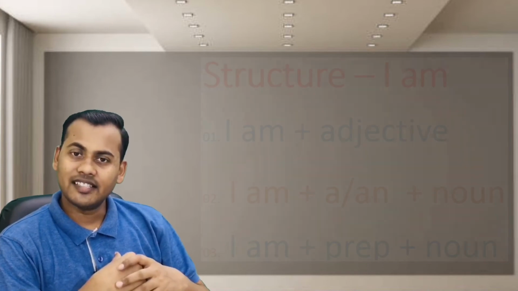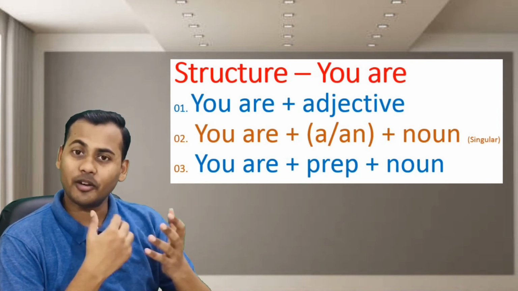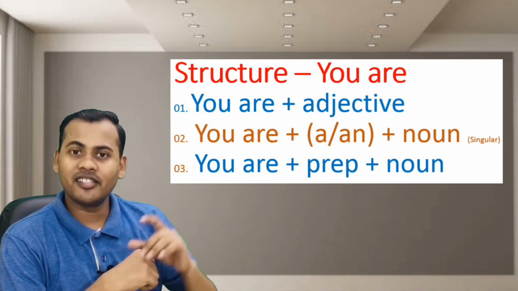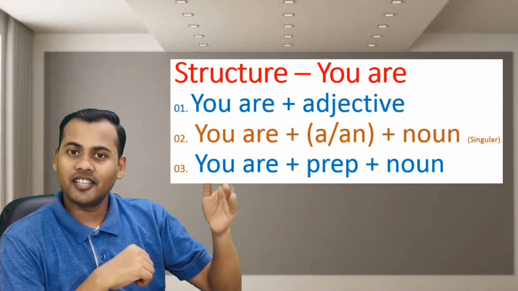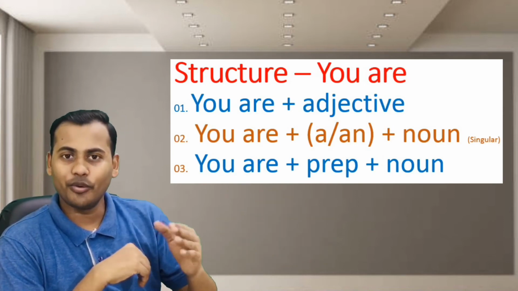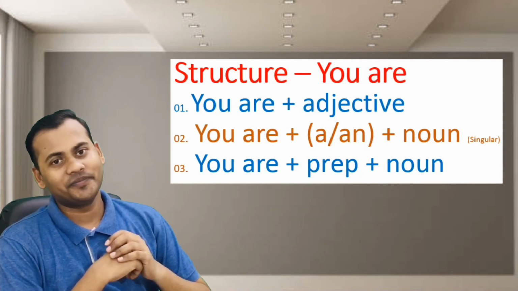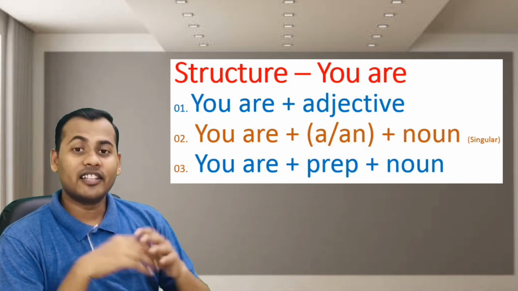Next is something that we are going to start from "you are," and the rest of the things remain the same. You are plus adjective, that's our first one. The second one is you are, and then it's a or an, and then a noun. And the next one is you are, a preposition and then a noun. Okay, it's not much difficult.